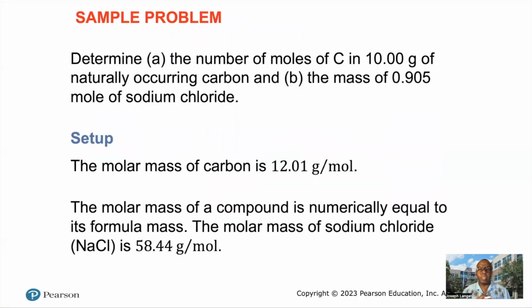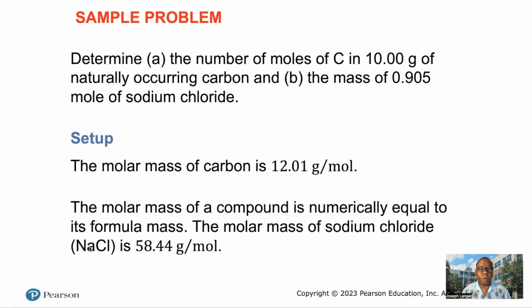You may just print this slide right here so that you can use it when you are completing your ALEKS assignment. This is just a setup to determine the number of moles of carbon in 10 grams of naturally occurring carbon, and the mass of 0.905 moles of sodium chloride. Again, here, if you don't know the formula for sodium chloride, how will you determine the molar mass? You need to find the molar mass. So like I said, you should go back to chapter 3 and learn how to write the correct chemical formulas.